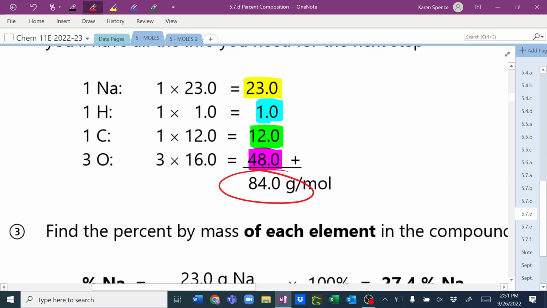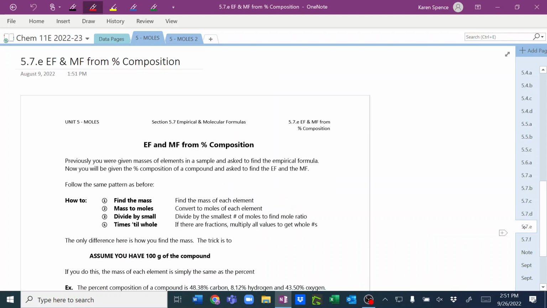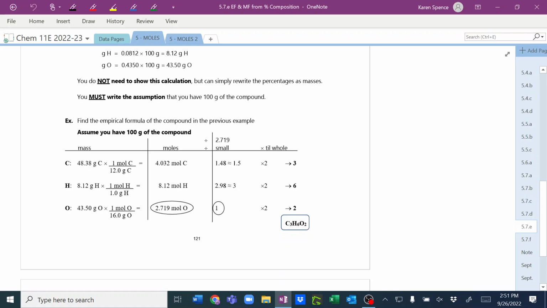Would it be easy enough to figure out what percent of 84 is sodium? Yes, right? Do we need to do anything more on this, or are we good? We're pretty good? All right, I will let you read the other examples and just do a couple things on your own, just so you can do it. But it's literally that simple. Find your molar mass and do the division. Be like 23 divided by 84 times 100. Boom, done. Is good? Excellent. 5.7e, this is on page 121.